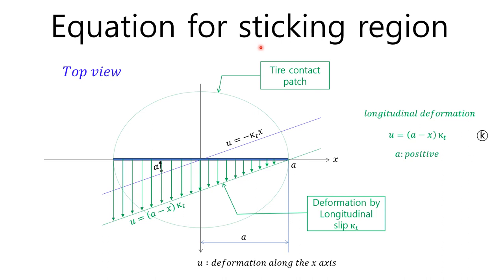Now, let's determine the equation for the sticking region. Using the equation of a straight line, the deformation of the tire at the tire contact patch can be expressed as shown in the figure. The green arrow indicates the deformed length of the bristle head along the x-axis. Since the equation of the green line can well represent the linear deformation by the theoretical slip kappa t, let's use this equation to model the braking force in the sticking region.